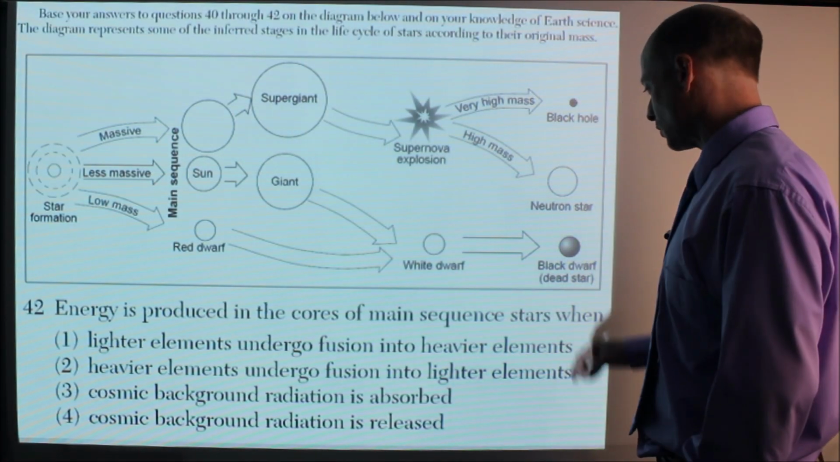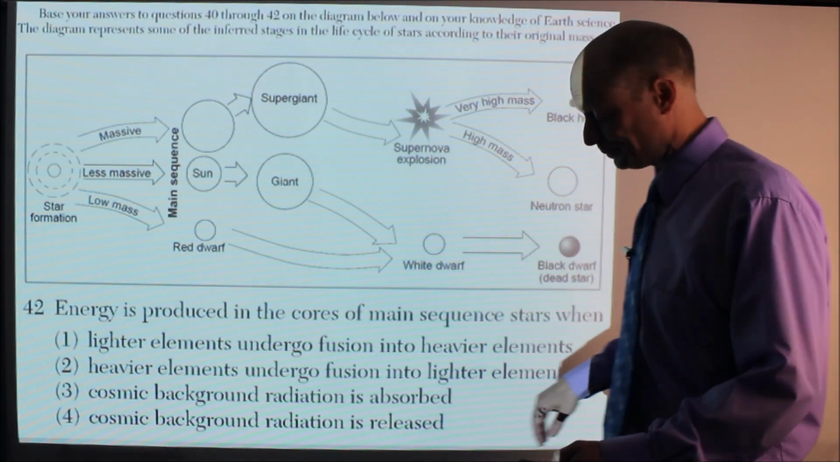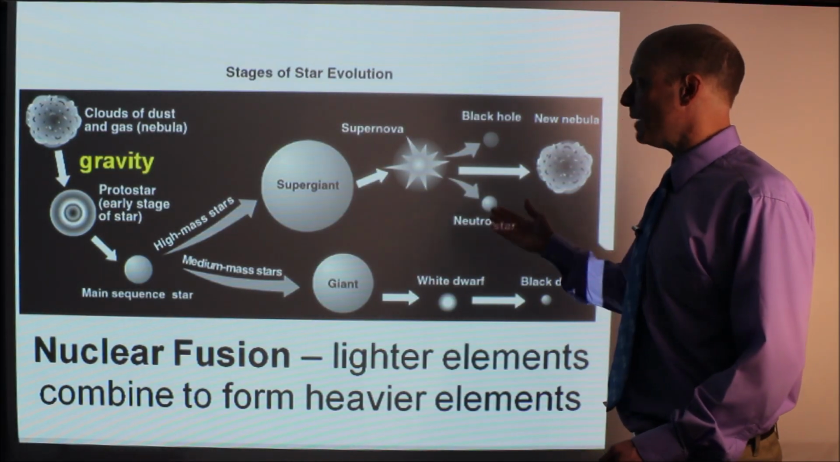42. Energy is produced in the cores of main sequence stars when? Don't need the chart for this. This you have to know. Okay. So this is basically what happens.